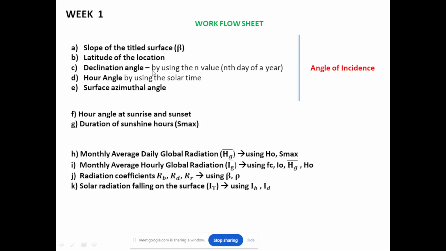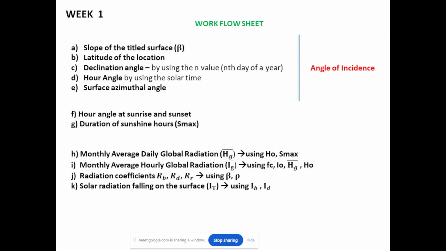Then the declination angle, which we calculated using the nth day of that particular year. Let's say, for example, January 31st, so the value of n will be 31. In our example it was August 16, so the value was around 228. And then we calculated the hour angle by using the solar time that we were given. In the previous example that we did in week 1, our solar time was 16 hours, so that is 4 p.m. in the evening.